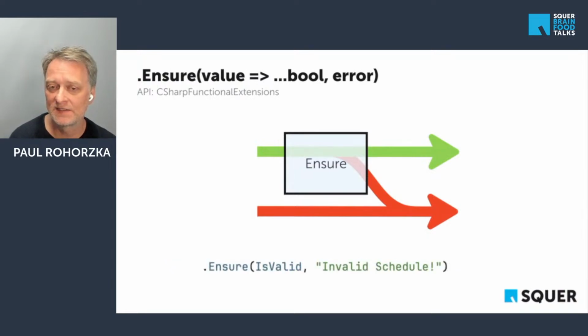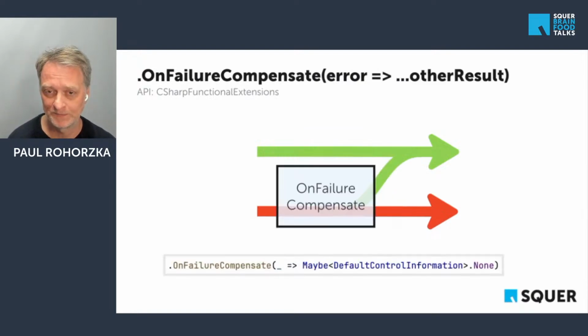Kind of similar is the ensure method. The ensure method is most of the time very handy if we have to perform some validation where we have a Boolean or a predicate. So it can even depend on what comes on the success track. And then we have to decide: do we stay on the success track without changing anything, or do we pass over to the failure track?